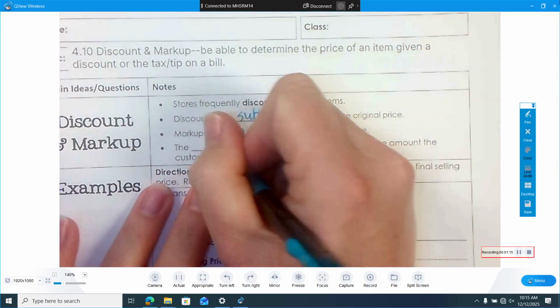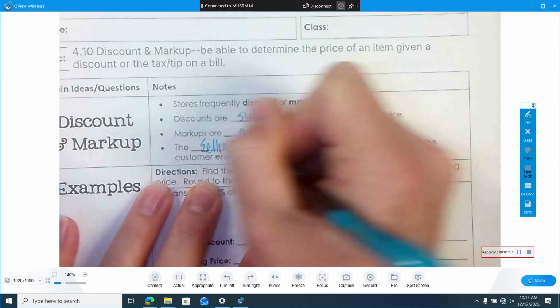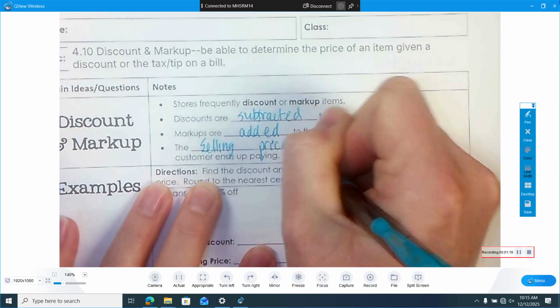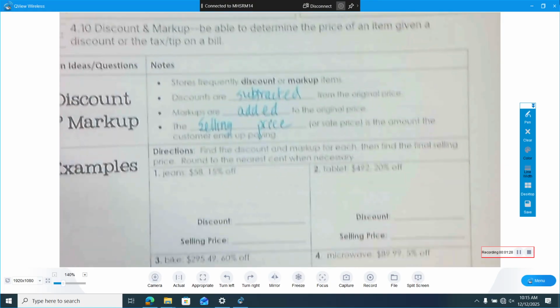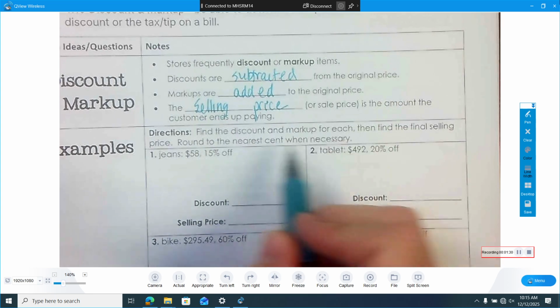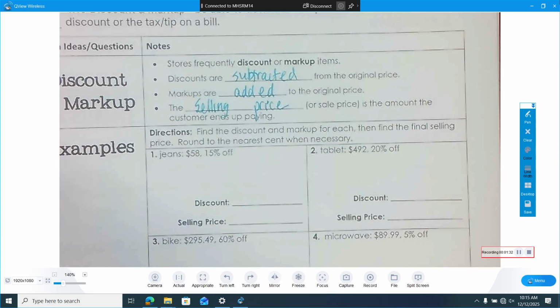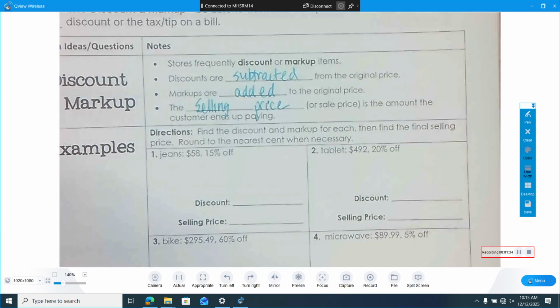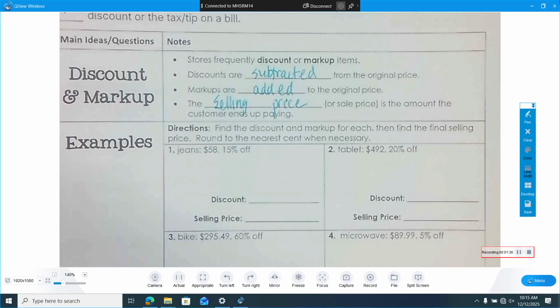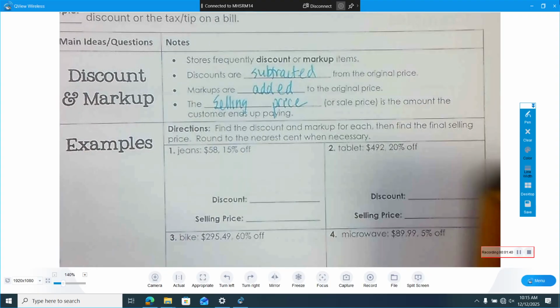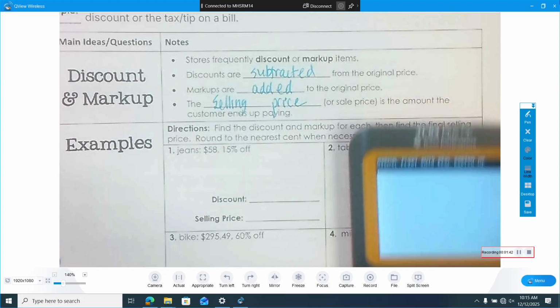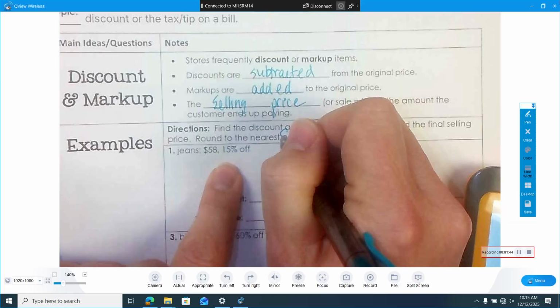The selling price or sale price is the amount the customer ends up paying. All right, that's the amount the customer pays. So we want to find the discount and markup for each and then find the final selling price. So we're going to do this in 2 steps, but there are multiple ways to do questions like these. You're going to want your calculator fairly handy. And we are rounding to the nearest cent.